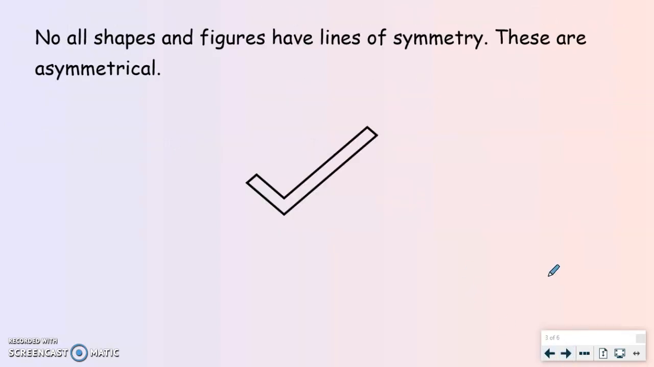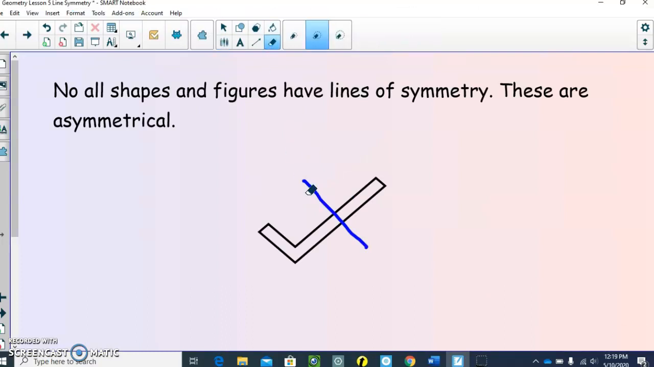Not all shapes and figures, though, have line symmetry, and these we call asymmetrical. So here, for example, I have a figure of a check mark. If I were to fold the check mark along this line here, these sides would not match up because this side doesn't have the little tail part. If I were to fold it on this side, like this, again, there's no little tail over here, so that part would stick out.